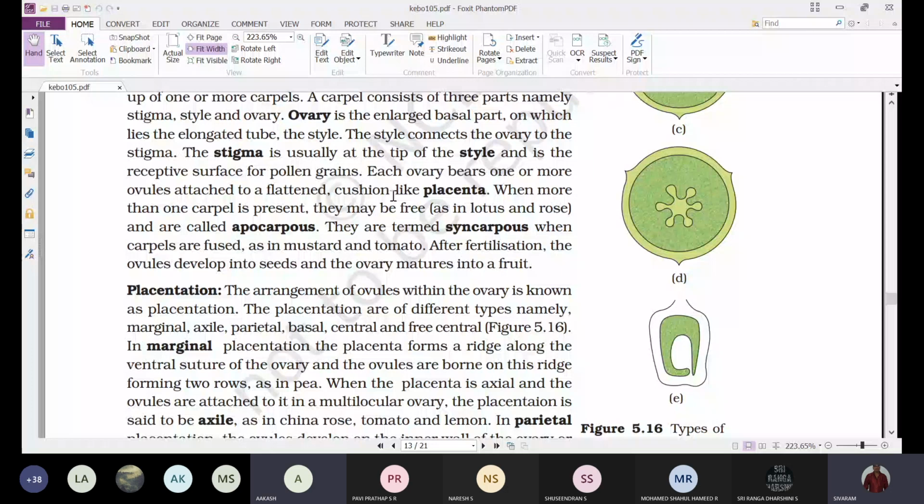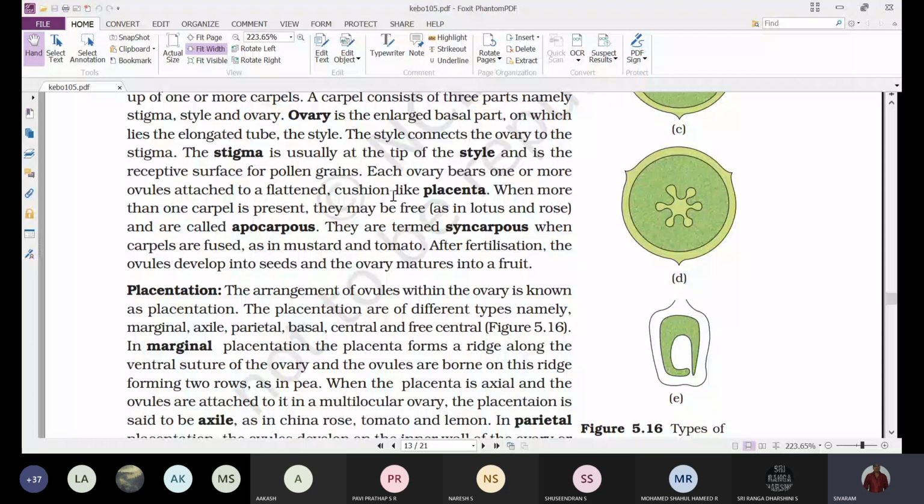The next topic is placentation. The arrangement of ovules within the ovary is known as placentation. We already said that inside the ovary, a cushion-like structure is present, which we call the placenta, and the ovules are attached to this placenta. So this pattern of arrangement of ovules on the placenta inside the ovary, we call placentation.